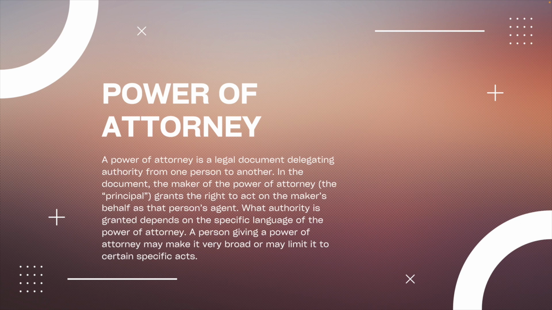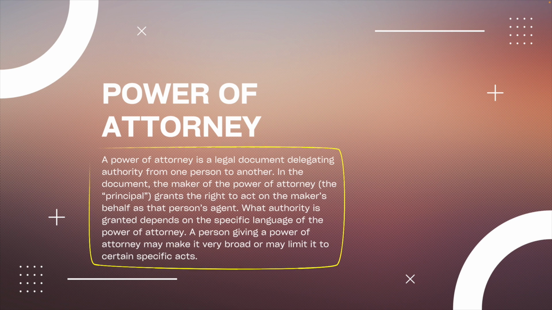Many of you have probably even heard of this document called the Power of Attorney. You may ask, what is a power of attorney? The basic definition as we read it here says, a power of attorney is a legal document delegating authority from one person to another. In the document, the maker of the power of attorney, which we call the principal, grants the right to act on the maker's behalf as that person's agent. What authority is granted depends upon the specific language of the power of attorney. A person giving a power of attorney may make it very broad or may limit it to certain specific acts.